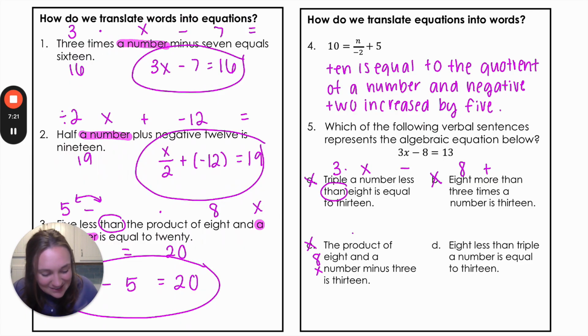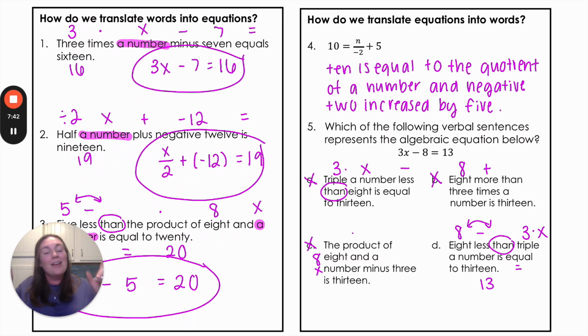So let's try it together. So we have 8, less is subtracting, than is our switch word. This time that works out though, right? Because I don't want 8 minus something. I want 3x minus 8. So when we have that switch word, 8 less than, triple a number, we already said was 3 times x is equal to 13. So when I swap that order, I get exactly 3x minus 8 equals 13, which is what makes D the correct answer.